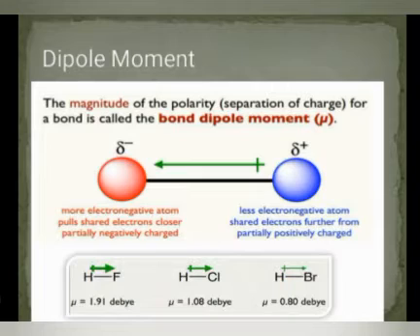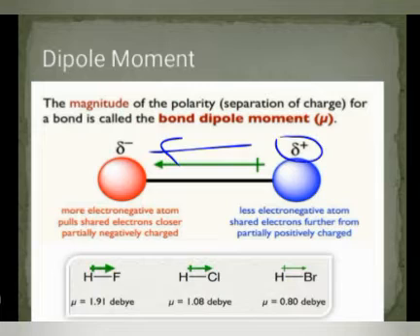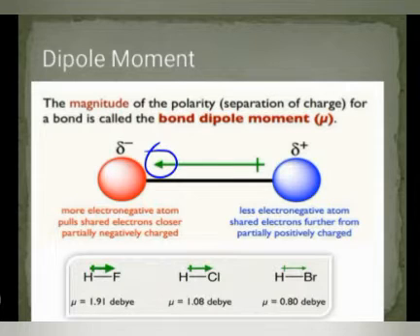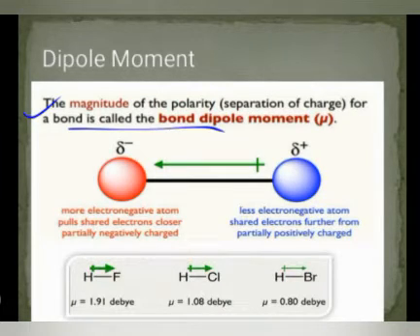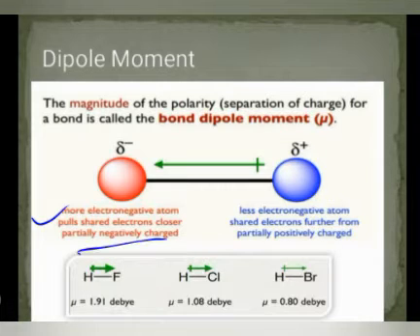Hope you understood. Because of this polarity, a dipole moment is created. You can see this is the arrow of polarity. So which side has the negative charge? That side is pulling, and the other side carries the positive charge. So you can say the head of the arrow is toward the negative side and the tail of the arrow is toward the positive side. This you need to take care of. The magnitude of the polarity for a bond is called the bond dipole moment, which is shown with mu. The more electronegative atom pulls the shared electrons closer and is partially negatively charged, while the less electronegative atom holds the shared electrons further away and has a partial positive charge. This you understood.